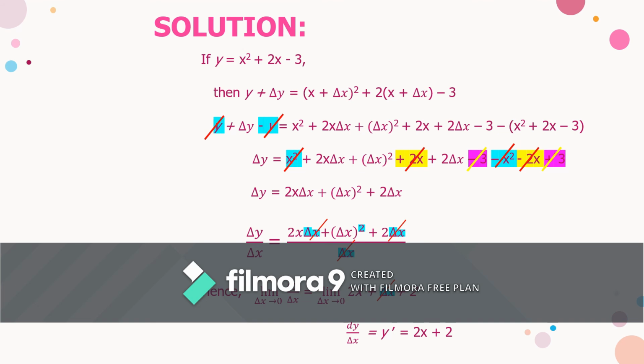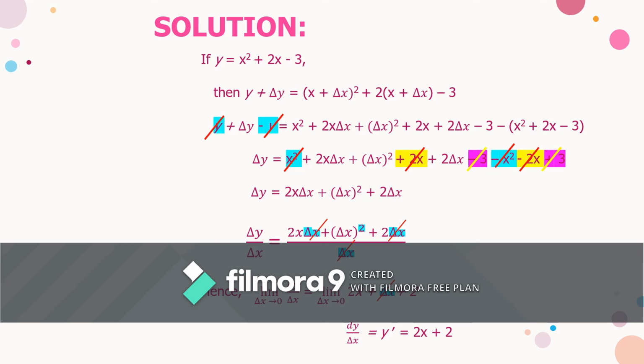Okay, as you can see, it is shaded and coded. Both yellow terms, the shaded yellow terms, have additive inverses, so that is 0. Both blue terms are 0 also. And then pink, we have also 0, negative 3 plus 3. So what is left is 2x delta x plus the quantity delta x squared plus 2 delta x.